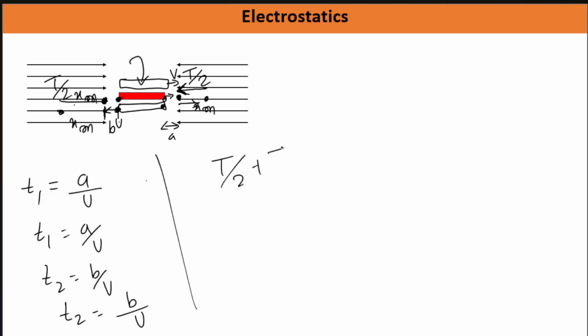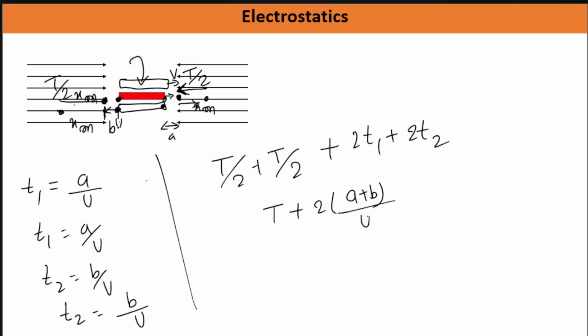T by 2 plus T by 2 plus how much? 2T1 plus 2T2. Now you write this: this is T plus 2 T1 plus T2, that is A plus B by u. And this is your A and this is B. A plus B, what will it be? This is A, this is B. This was a small l and this whole was capital L. So A plus B is nothing but L minus l. So this is L minus l.